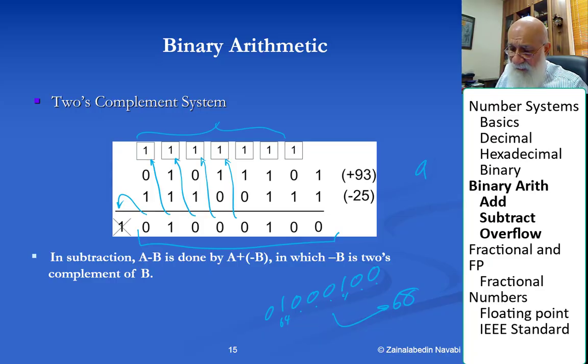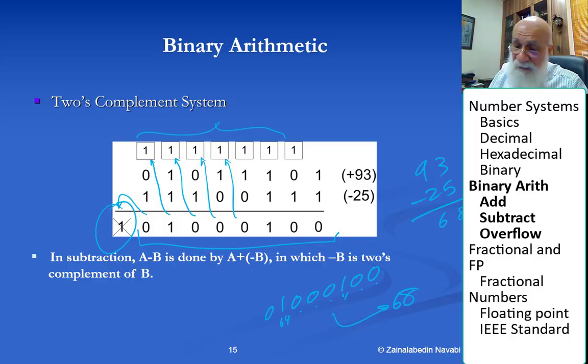And if you subtract 25 from 93, 5 from 13 is 8, a borrow, this becomes 3, so it becomes 68. And you just drop the 9th bit. That's if you're doing 8-bit 2's complement addition. If you're doing 16-bit, then the 17th bit will be dropped.